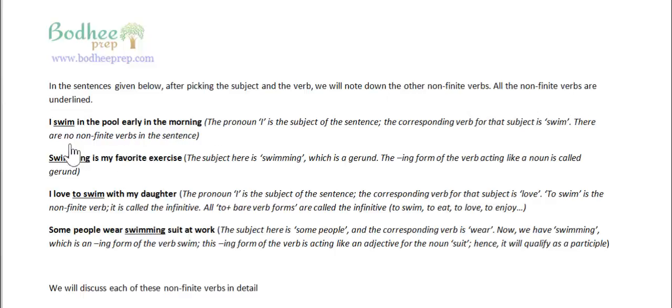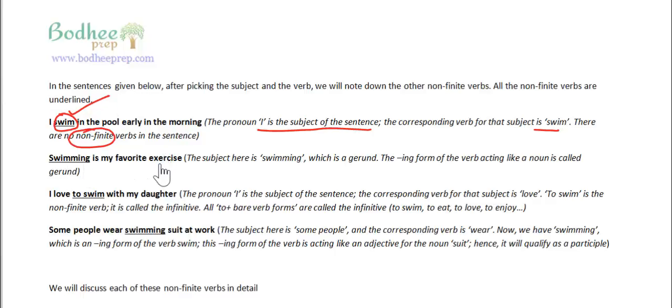Let's see here. It says here, I swim in the pool early in the morning. So here, swim is the finite verb. I swim in the pool early in the morning. The pronoun I is the subject of the sentence. The corresponding verb for that subject is swim. There are no non-finite verbs in this sentence, because the only word that seems to be the verb is the word swim. There is no other non-finite.